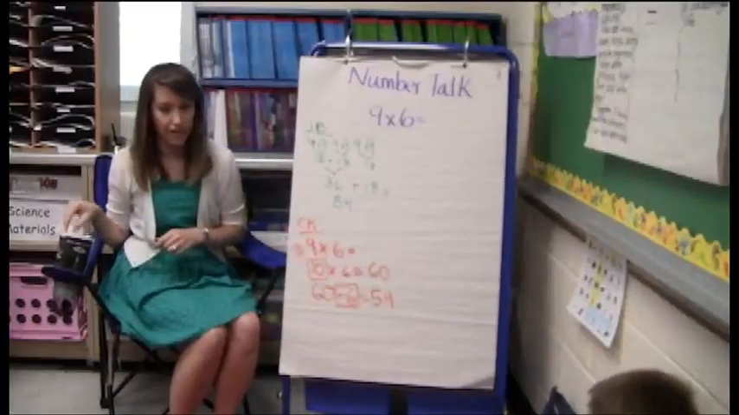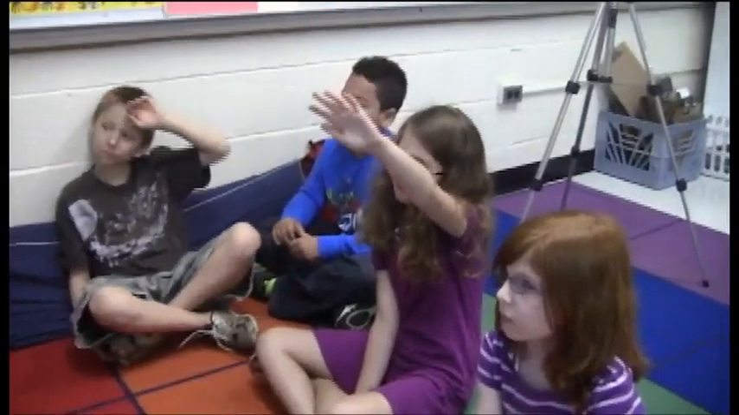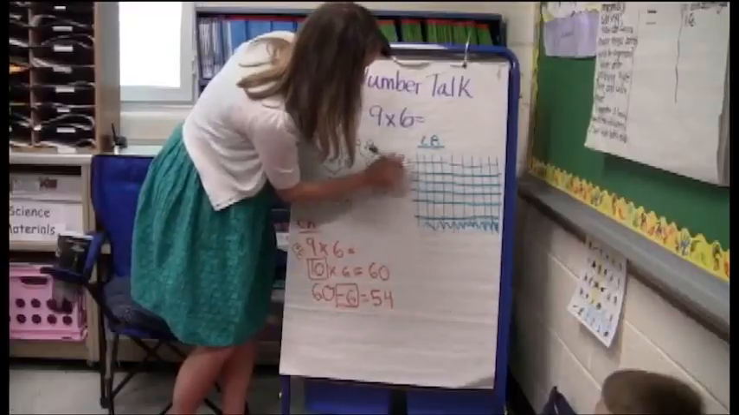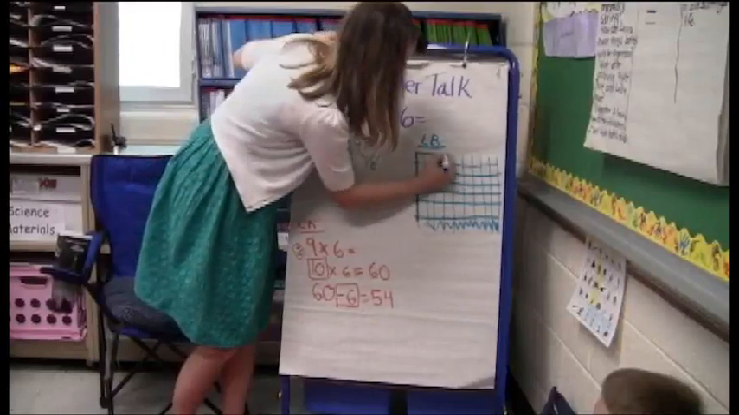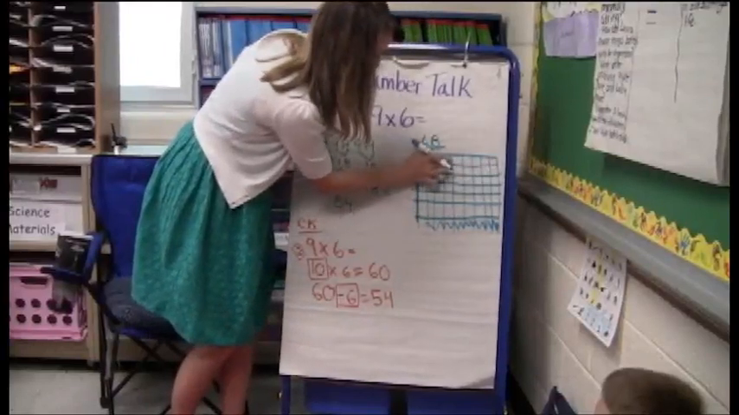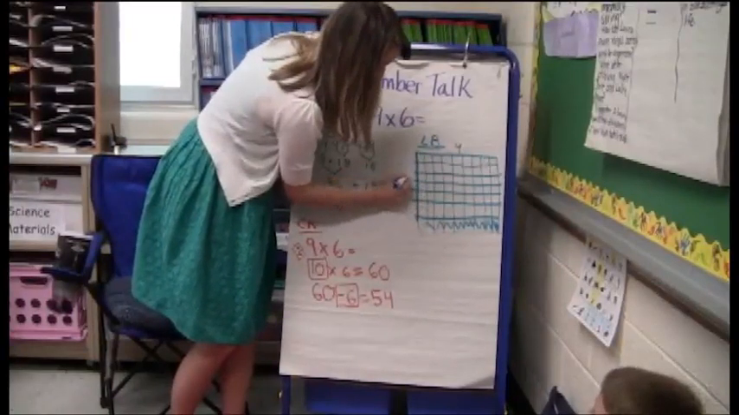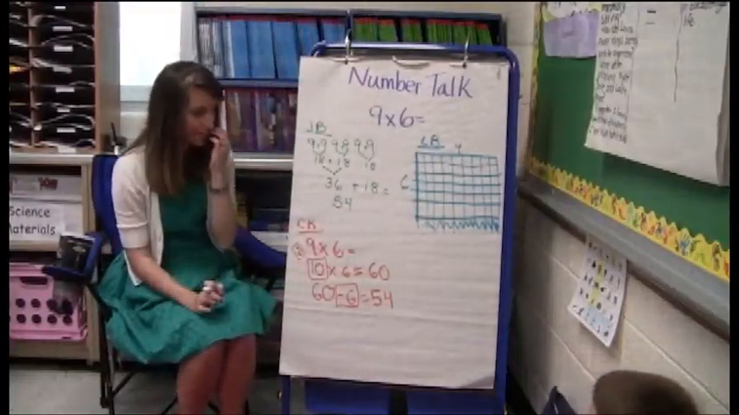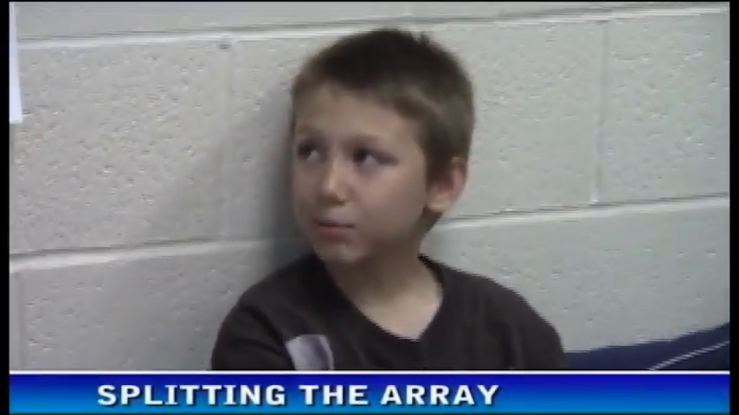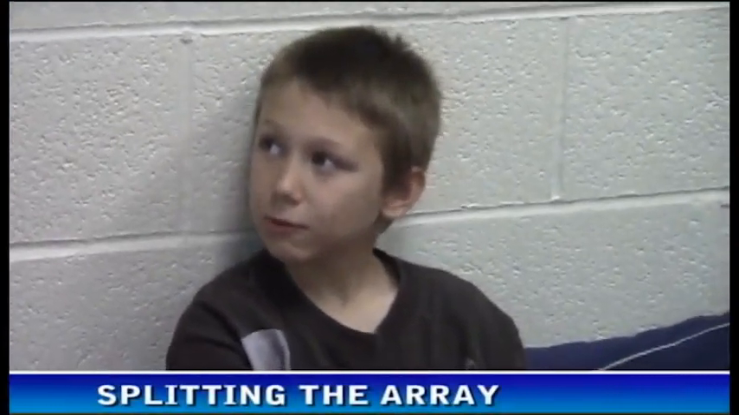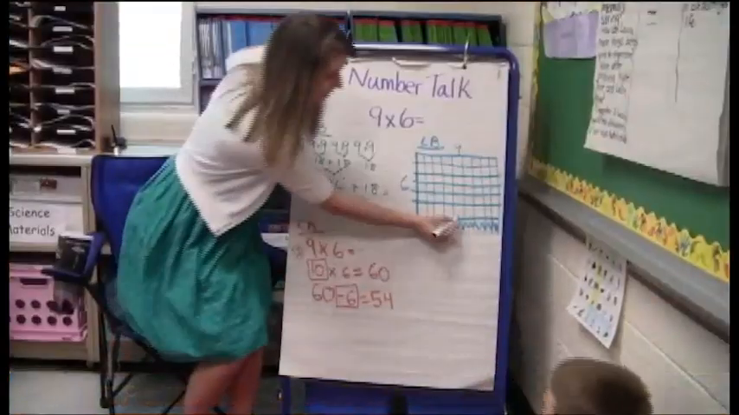Does someone have a different strategy that they used? Landon? I did an array. Okay, you did an array. What would our array look like? 9 columns. Okay, and 6 rows. All right, so 1, 2, 3, 4, 5, 6, 7, 8, 9. And 1, 2, 3, 4, 5, 6. Okay, what did you do from there? I split it right there. Right here? Yeah.